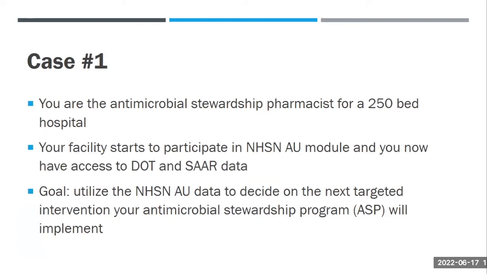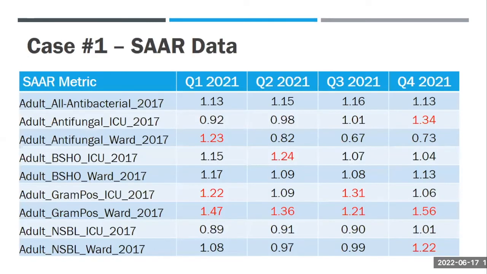So for case 1, the context of this case is you're an antimicrobial stewardship pharmacist at a 250-bed hospital. Your facility is now participating in the NHSN AU module, and you now have access to both DOT and SAAR data. The goal of this case would be to utilize the AU data to decide on your next targeted intervention that your antimicrobial stewardship program will implement. And so we have case number one, which would be our SAAR data.